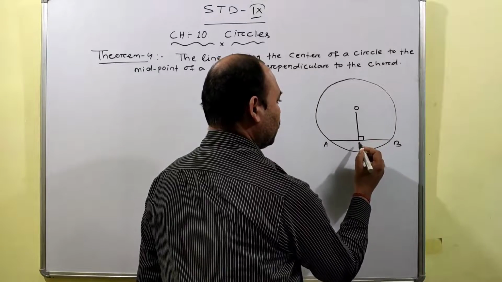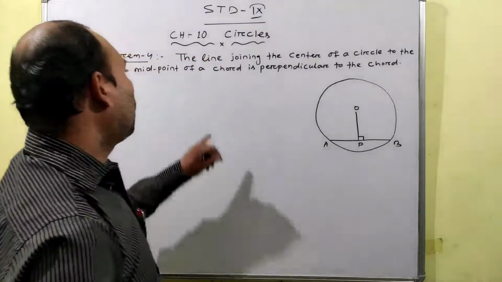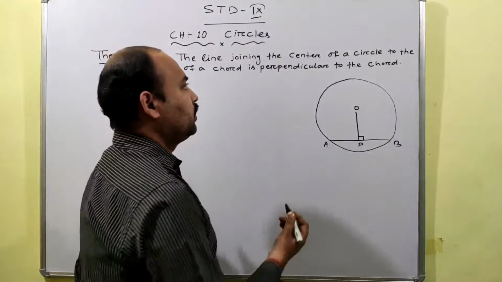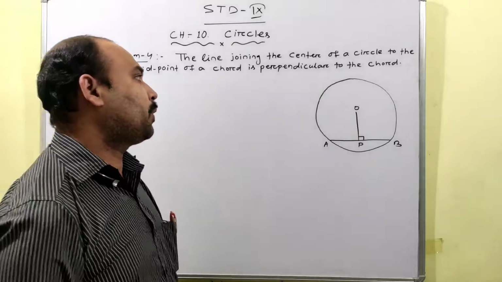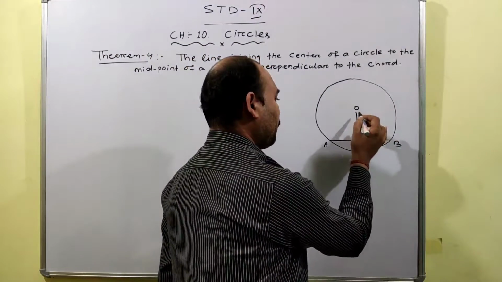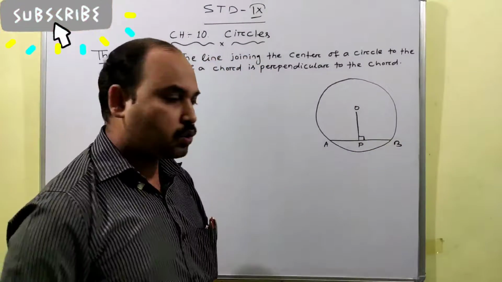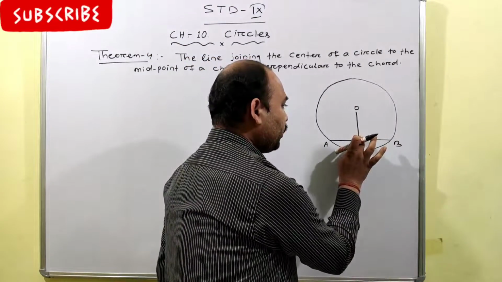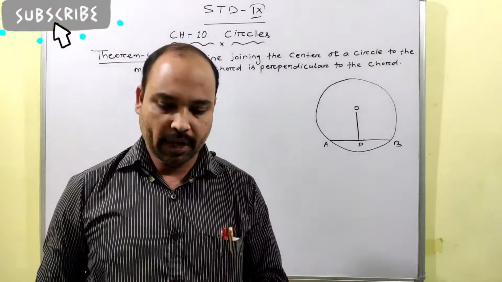Here it is P. A line joining the center of a circle to the midpoint of a chord is perpendicular to the chord. We have to prove that this one is perpendicular. This one is perpendicular to AB. So it is not given that it is perpendicular. We have to prove that the line OP is perpendicular to AB.